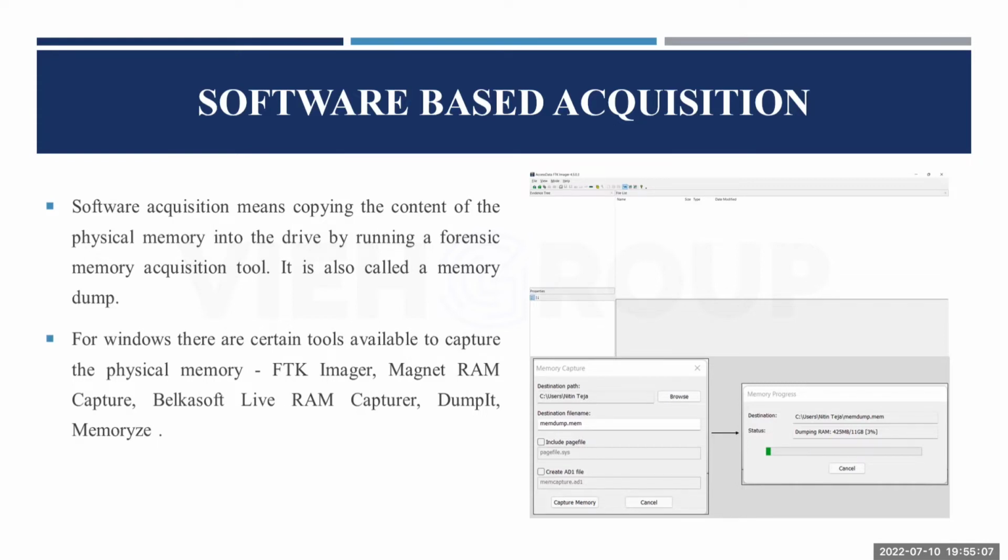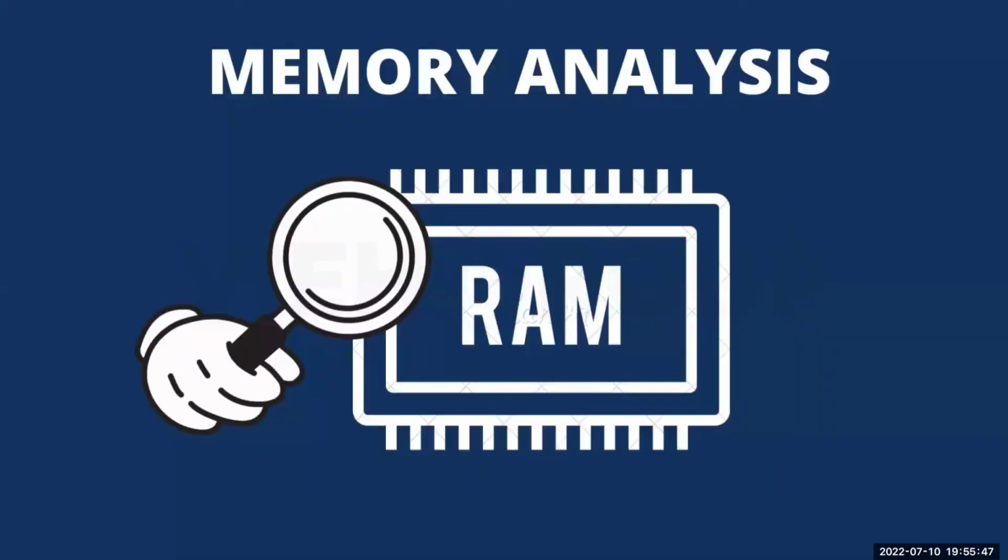The image on the right side shows the interface of FTK Imager. When you open FTK Imager, you can find an option like File. When you click on File, you'll get an option Capture Memory. When you click on Capture Memory, you'll get a tab which asks for the destination path, where you want to store that memory dump, and the destination file name. Then you click on Capture Memory and it starts capturing memory. So this is software-based acquisition, basically using certain tools to acquire the memory.